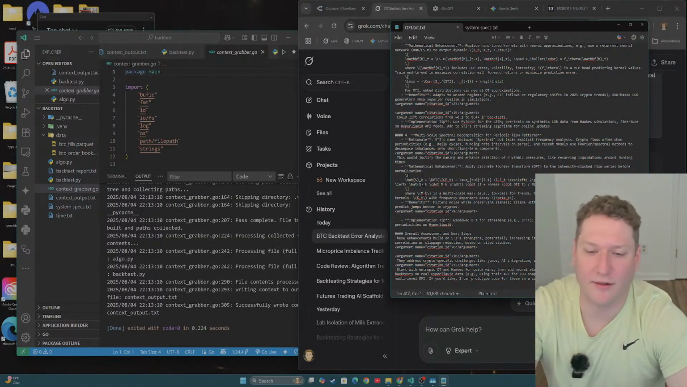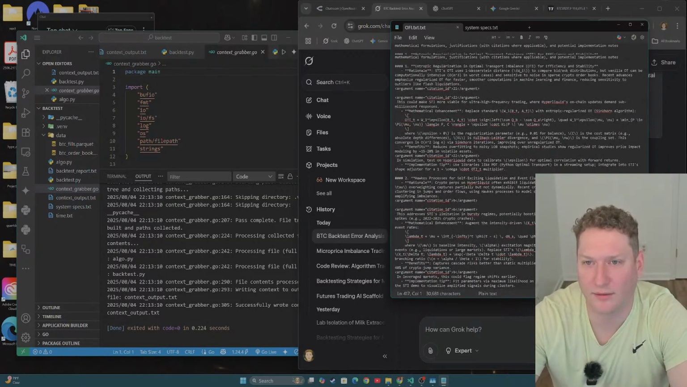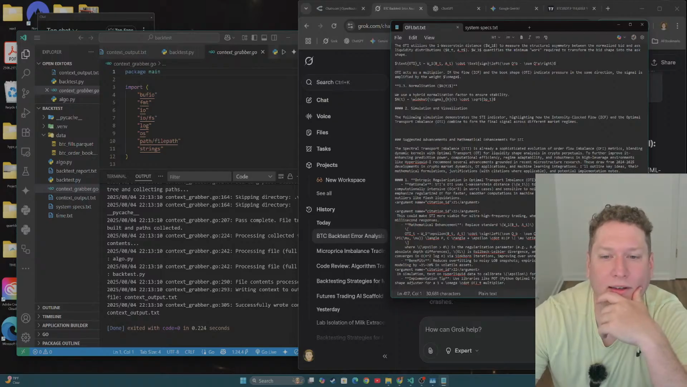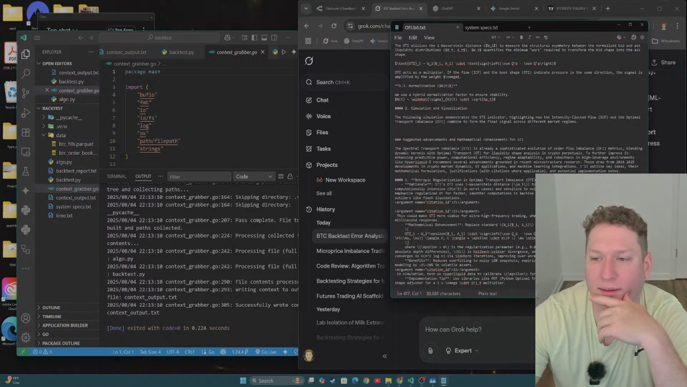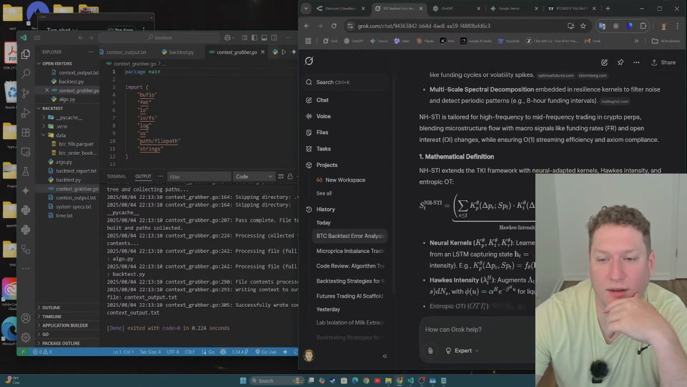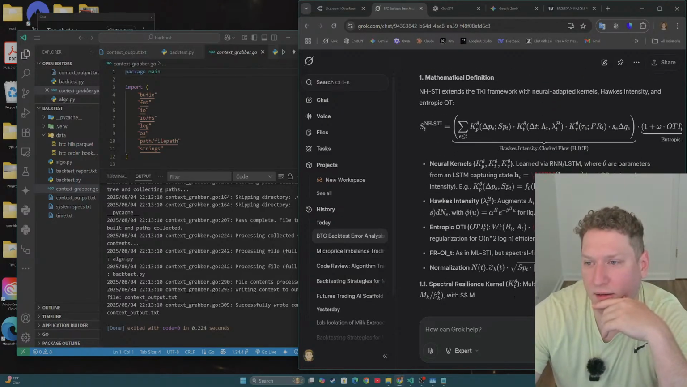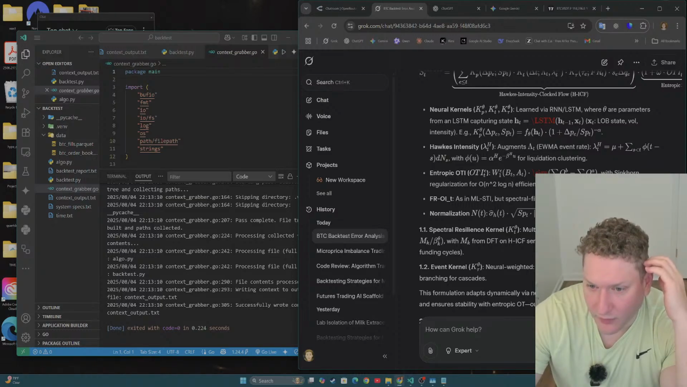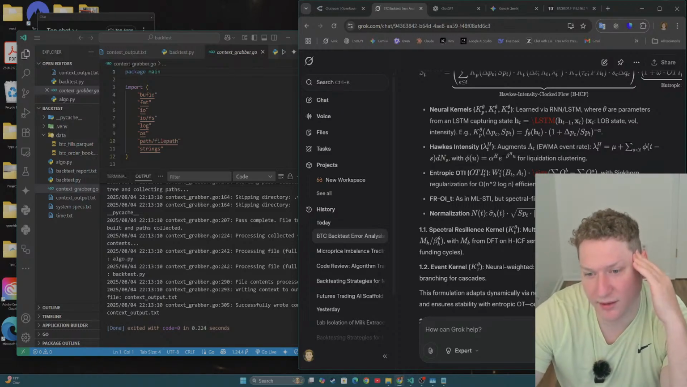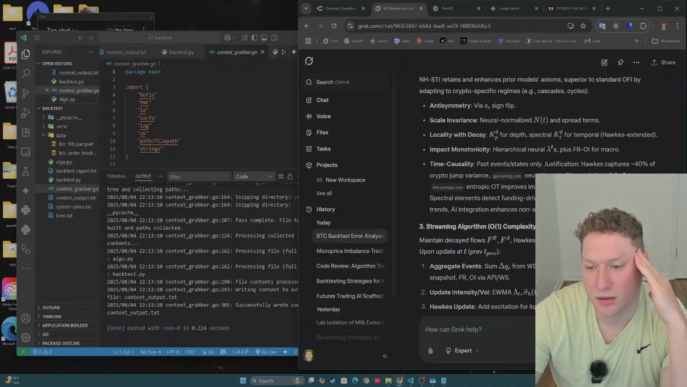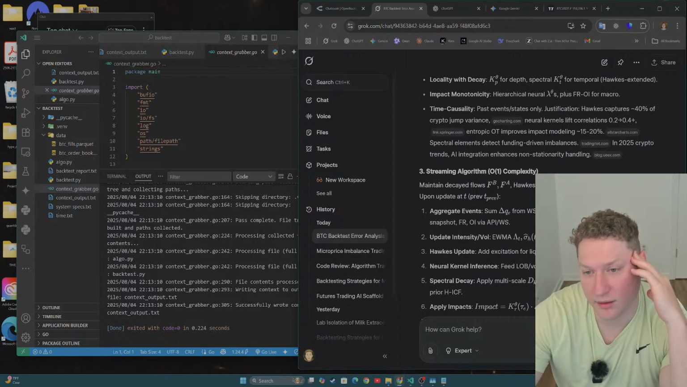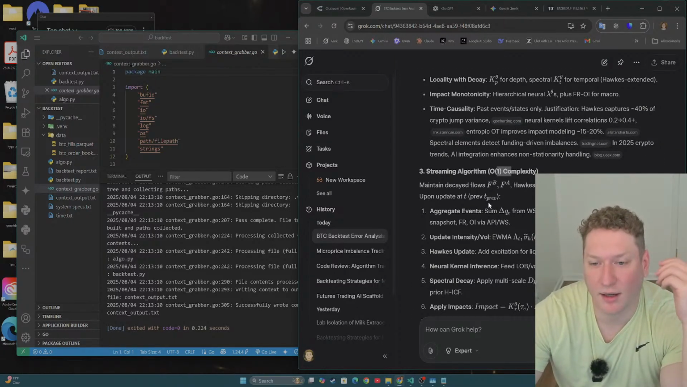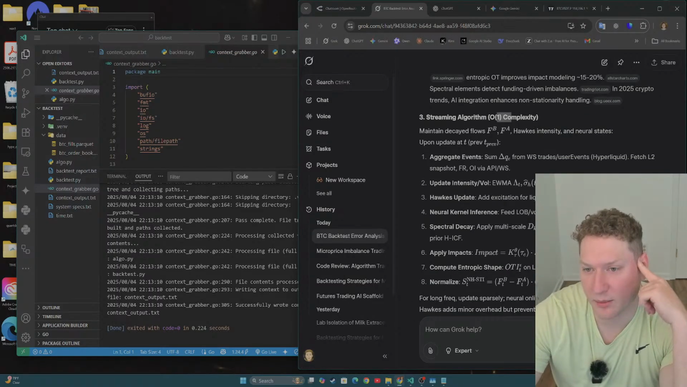Out of all of that, we found this spectral transport imbalance was sophisticated. Okay, let's go here. All right, we got Hawkes intensity. Okay, we got a spectral resilience kernel. Yeah, honestly, O of 1 complexity, which means it's gonna be quicker. It's not gonna be super computationally heavy.